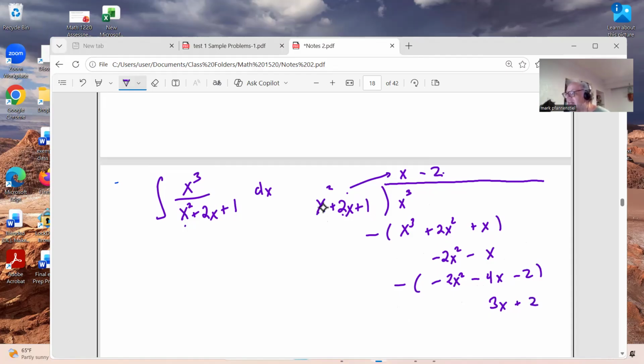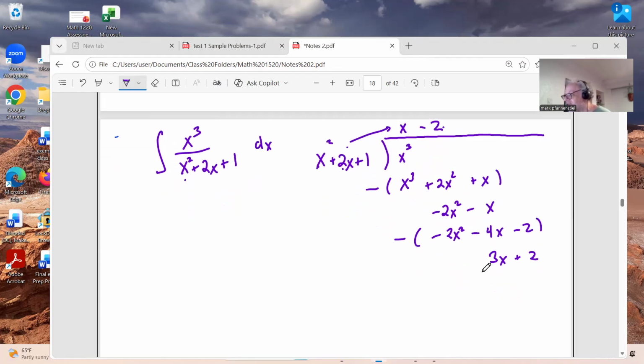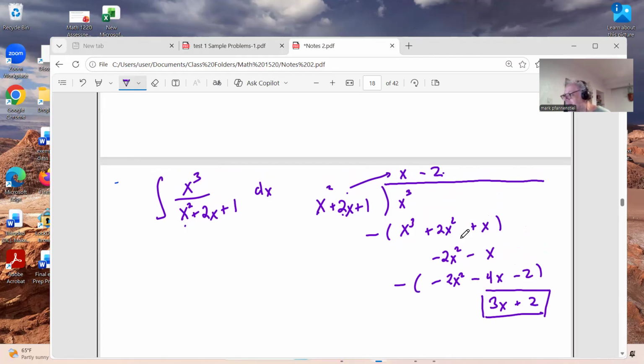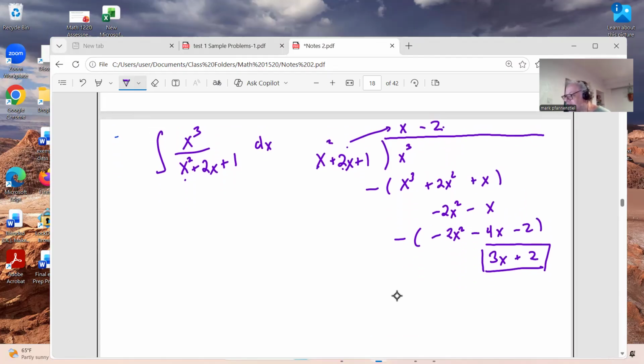Now the question is, can x squared go into 3x? It cannot. So we decided we're not going to do it anymore. We're done with the division there, except that this is a remainder. Now, unlike in fourth grade, you don't write down R with this. We do it in a grown-up way to say my answer is going to be x minus 2 plus 3x plus 2 over x squared plus 2x plus 1.